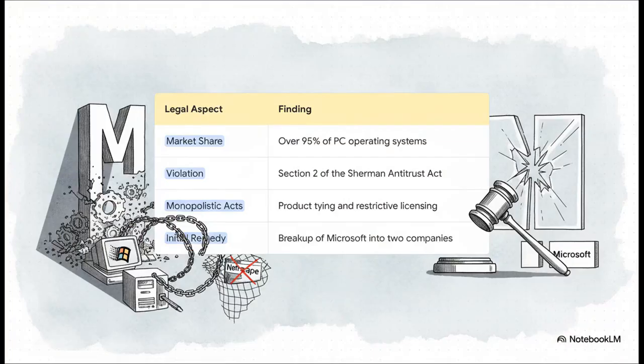So back in 1998, the US government sued Microsoft, and the numbers were just wild. I mean, the company controlled over 95% of the market for PC operating systems. The court found that Microsoft was illegally using this monopoly to just crush any competition. Their big moves were things like product tying, basically forcing PC makers to bundle Internet Explorer with Windows to kill off rivals like Netscape. And the initial ruling was an earthquake. The judge ordered Microsoft to be broken up into 2 separate companies.